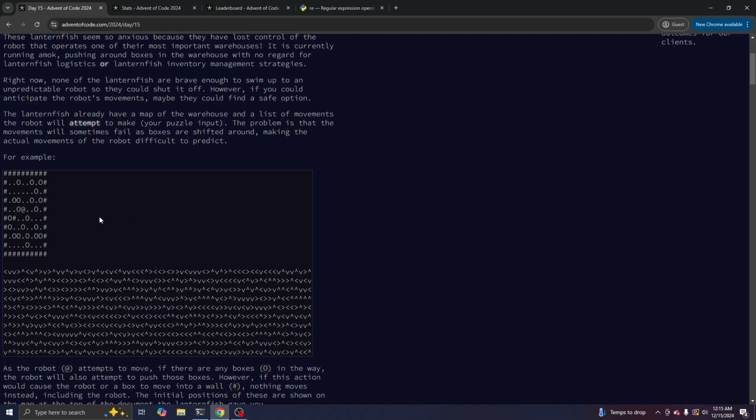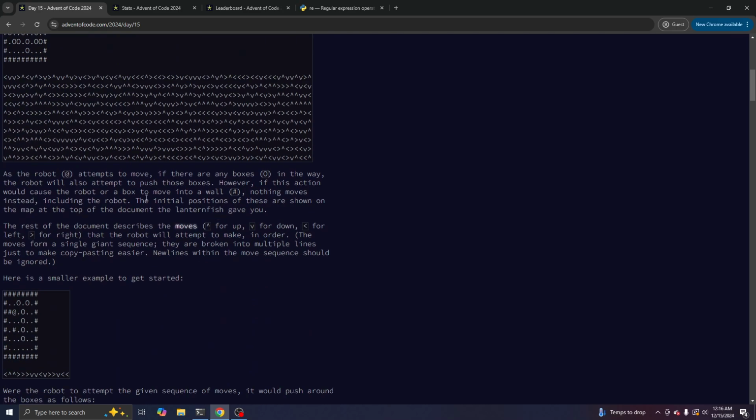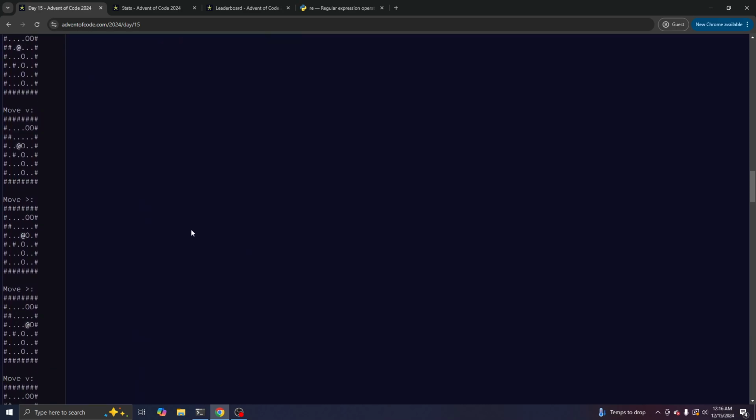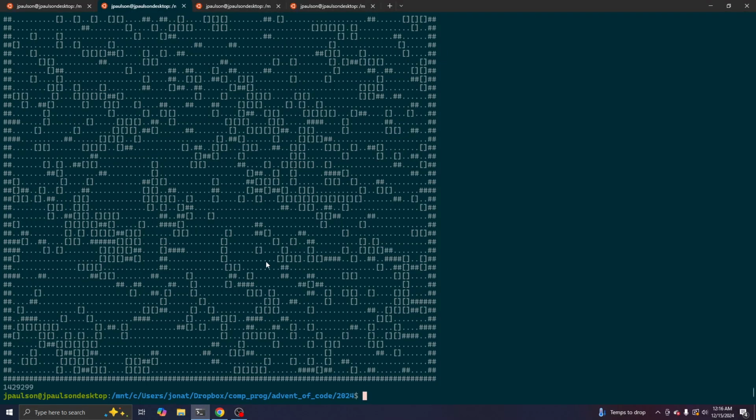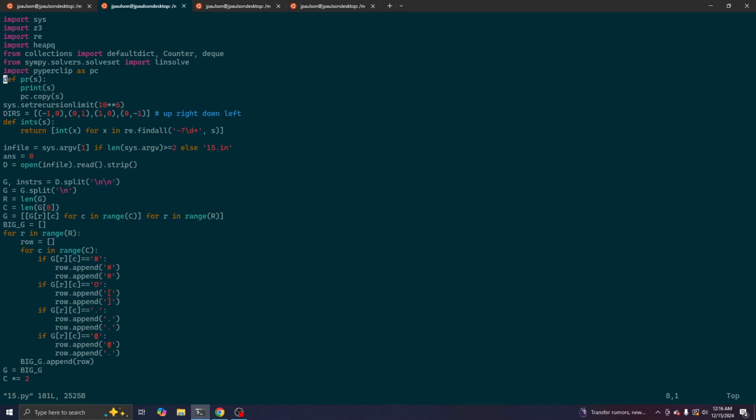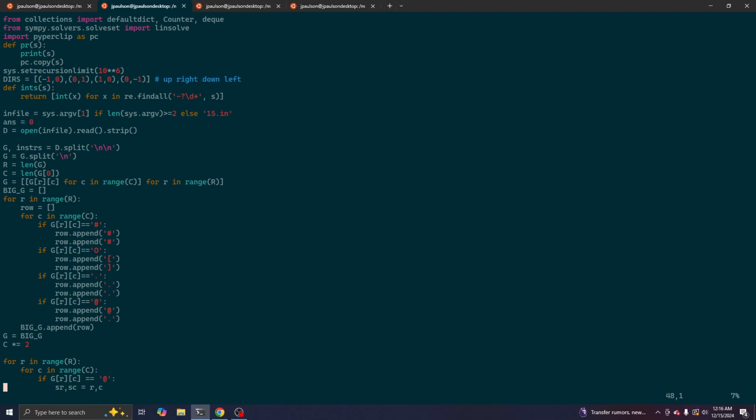So, for example, it can push as many boxes as it wants, but it can't push anything into a wall, right? If it tries to push anything into a wall, just nothing will happen. Also, if it tries to walk into a wall. So we're supposed to simulate all these movements and then calculate some sum of the box coordinates to prove that we moved all the boxes correctly. So, here's where the boxes moved after my input. So what are we doing here?